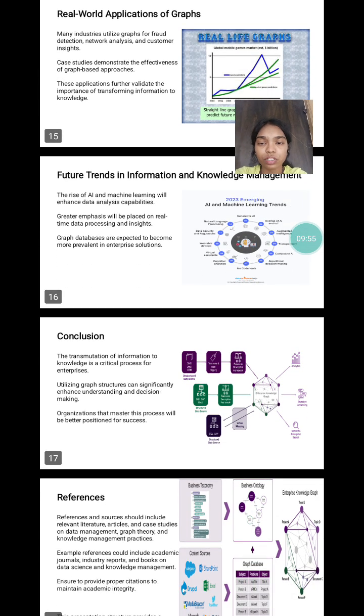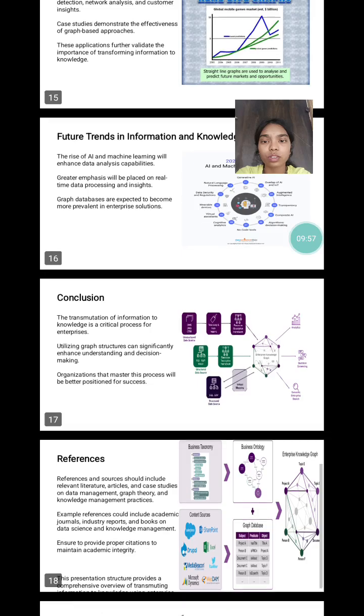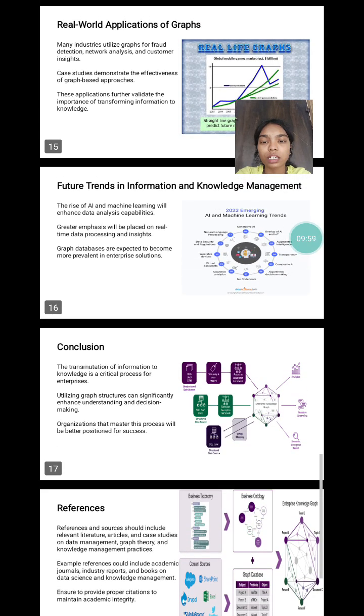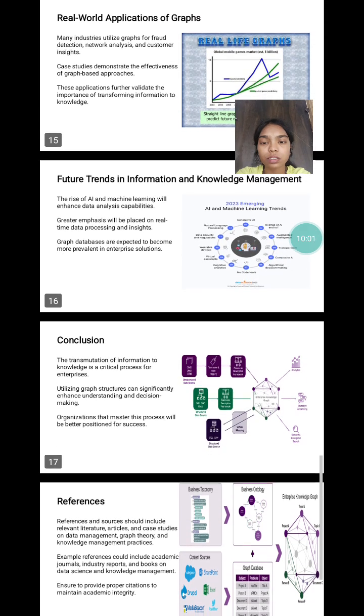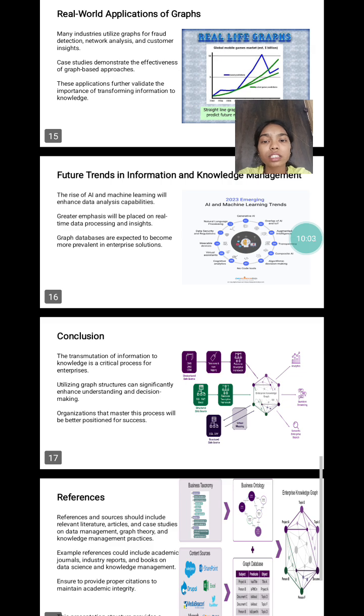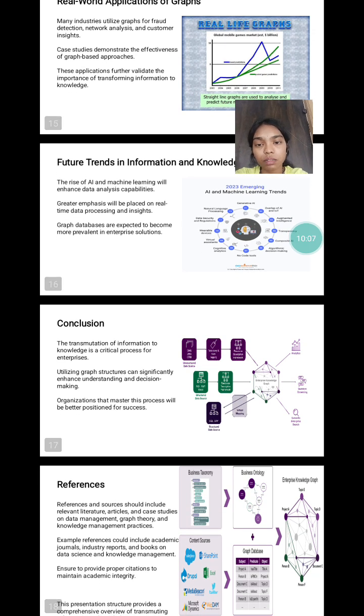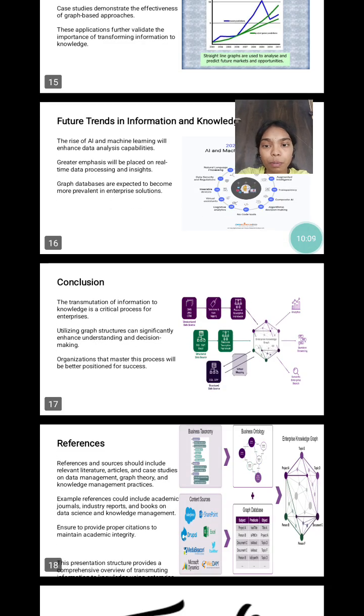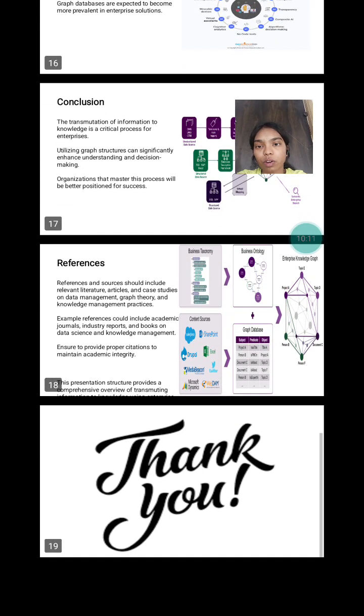Now coming to the conclusion. The transformation of information to knowledge is a critical process for enterprises. Utilizing graph structures can significantly enhance understanding and decision making. Organizations that master this process will be better positioned for the future.